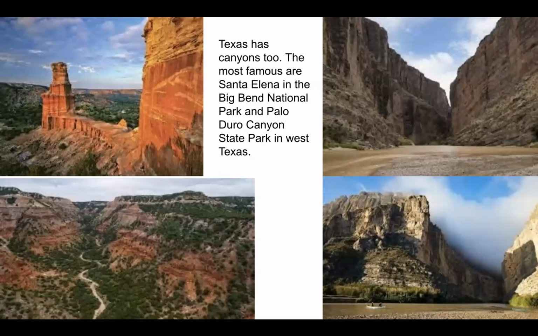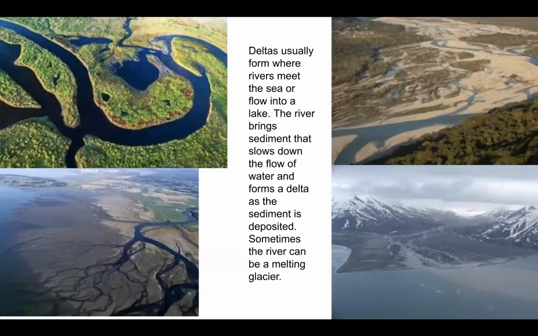And on the left is the Palo Duro Canyon State Park. It's out in West Texas, and you can see a little creek down the middle. But this canyon is very wide. Okay? And again, these are really amazing places to visit and not that far away. Now, deltas form as the river slows down.